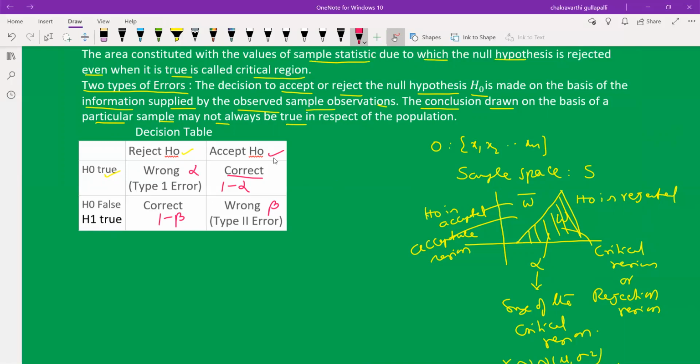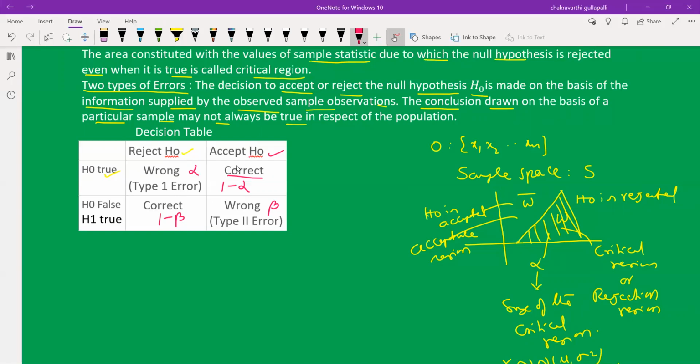So accept H naught when H naught is false or H1 is true. When H naught is false, we definitely have to reject H naught. But if you accept H naught, you have committed an error. Reject H naught when H naught is true. H naught is true, but you reject it, so you are committing an error. That is very important. When H naught is true, you must accept H naught, but rejecting H naught is an error.